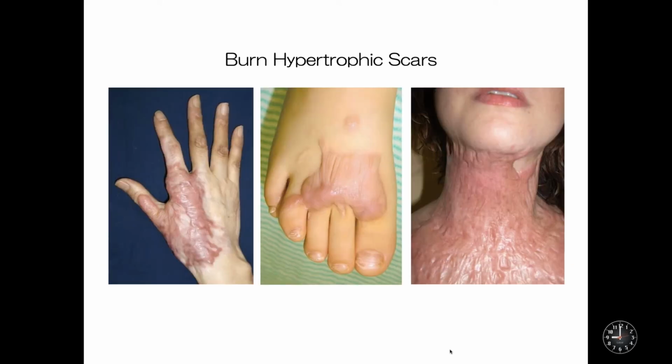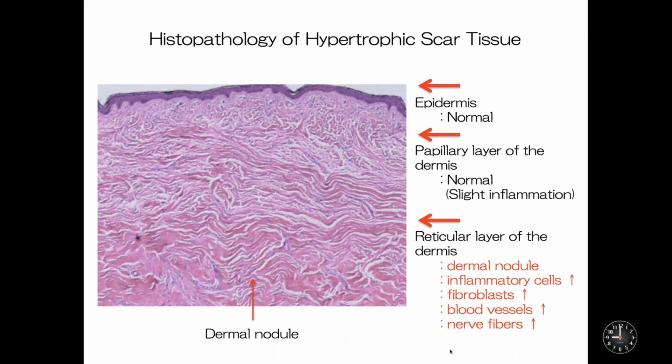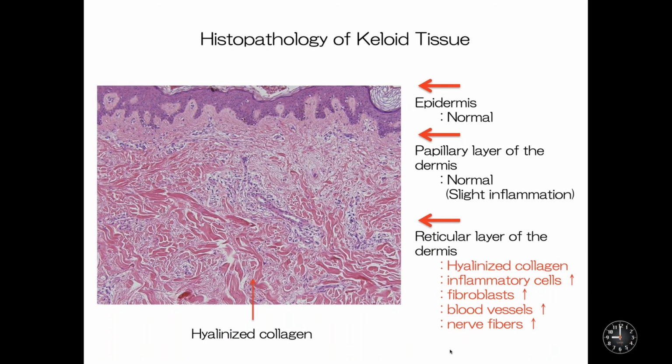And this is a hypertrophic scar. Actually, the inflammation of a hypertrophic scar is smaller than keloid. This is the histopathology of hypertrophic scar tissue. Inflammation can be found in the reticular dermis. Also, this is keloid tissue. In the epidermis and papillary layer of the dermis, the inflammation is very limited, and mainly inflammation can be found in the reticular dermis. So it is suggested that hypertrophic scars and keloids are inflammation of the dermis, the reticular dermis.